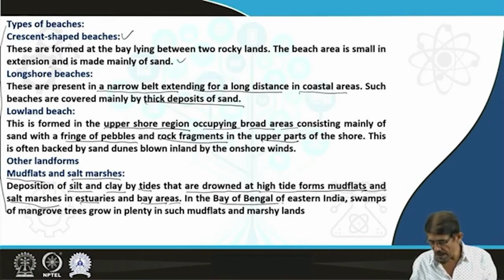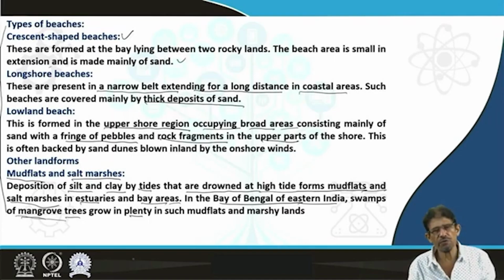In the Bay of Bengal of eastern India, swamps of mangrove trees grow in plenty in such mud flats and marshy land. Similar to the Bay of Bengal, other places of the world belonging to the coastal zone also have rich mangrove trees and others. But Sundarban is very famous.